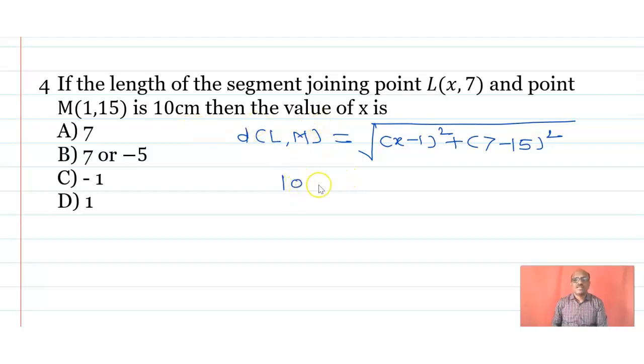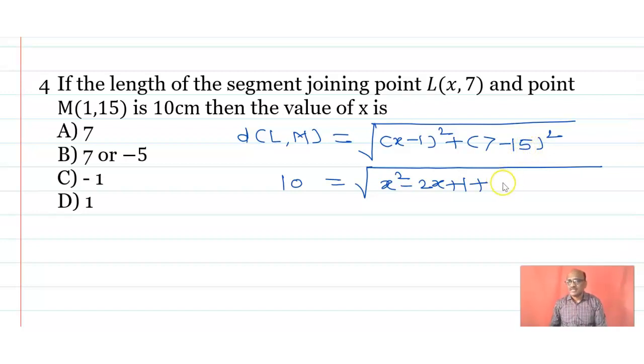Distance is 10 and that is equals to root of (x minus 1) means what here? हा bracket open करणार. x square minus 2x plus 1. 7 minus 15 म्हणजे किती आले तर minus 8 and minus 8 चा square, that is you will get 64. Now squaring on both sides म्हणजे इथे तुम्हाला किती मिळते? Here you will get the 100.